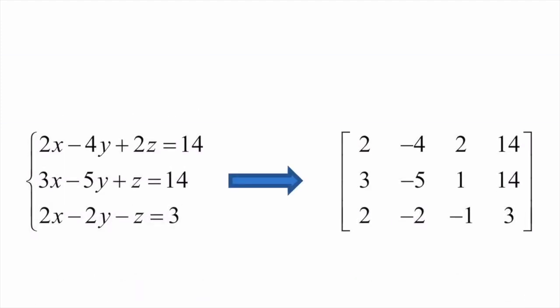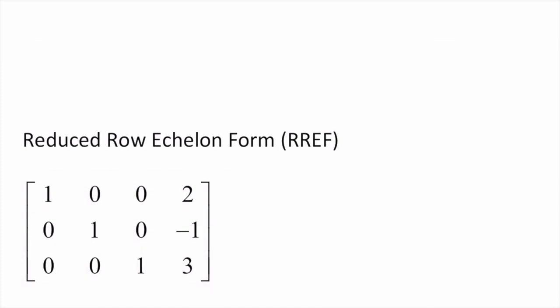There you go. So what we've done is stripped out the x, y, and z, and we've just written the coefficients in the first three columns, which would represent x, y, and z. The fourth column would represent the constants, and as we solve this using Gaussian elimination, we put it in reduced row echelon form, which will look like this. In this form, we can see that x is 2, y is -1, and z is 3.